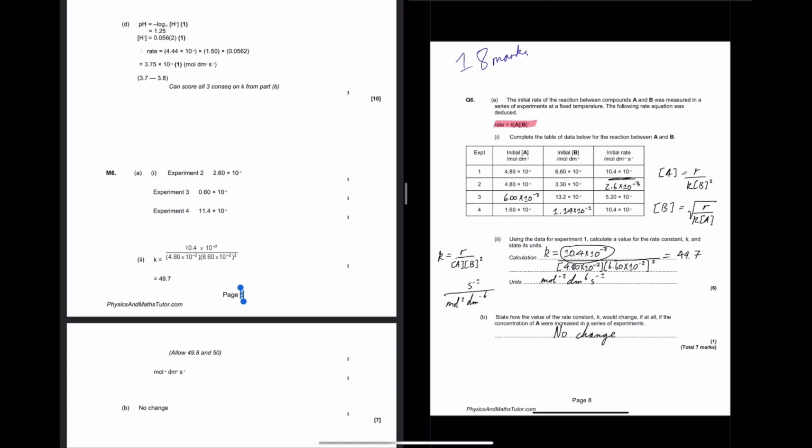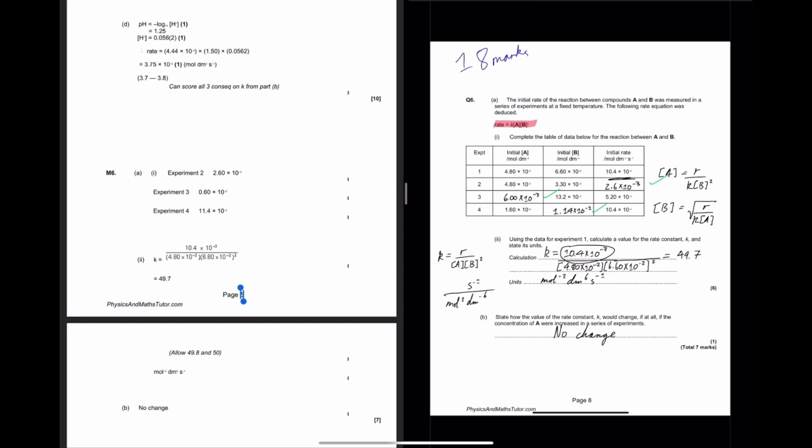2.60 times 10 to the power minus 3. 0.6 times 10 to the power minus 2 is the exact same thing as 6 times 10 to the power minus 3. So don't worry about that. In the exam, we would accept that. And you wouldn't say 11.4 times 10 to the power minus 2. You could get away with saying 1.14 times 10 to the power minus 1. Equally as fine. They mean the same thing anyway. So you'd get the 3 marks there.